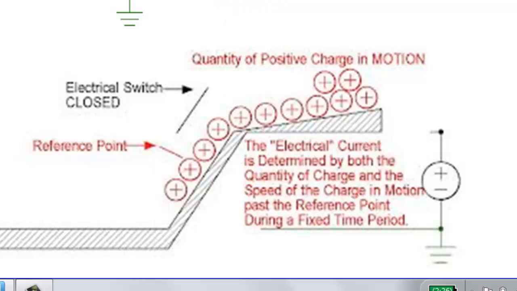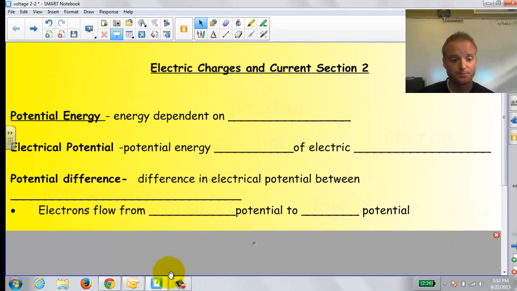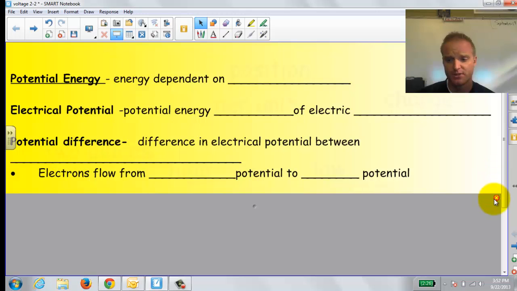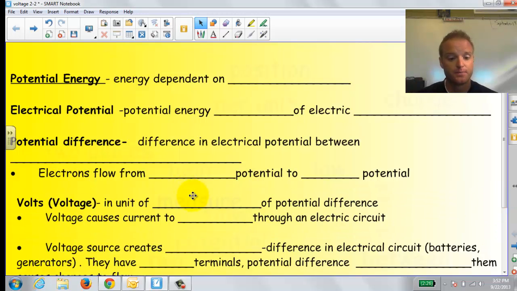Moving back here, what does this mean in terms of electricity? How do we measure that potential, moving from high to low, from the top of the hill to the bottom of the hill? That is measured in something called voltage, or volts. Voltage is a unit of measure of potential difference. Voltage causes current to flow through an electric circuit. So voltage is what you need to make that electricity flow.